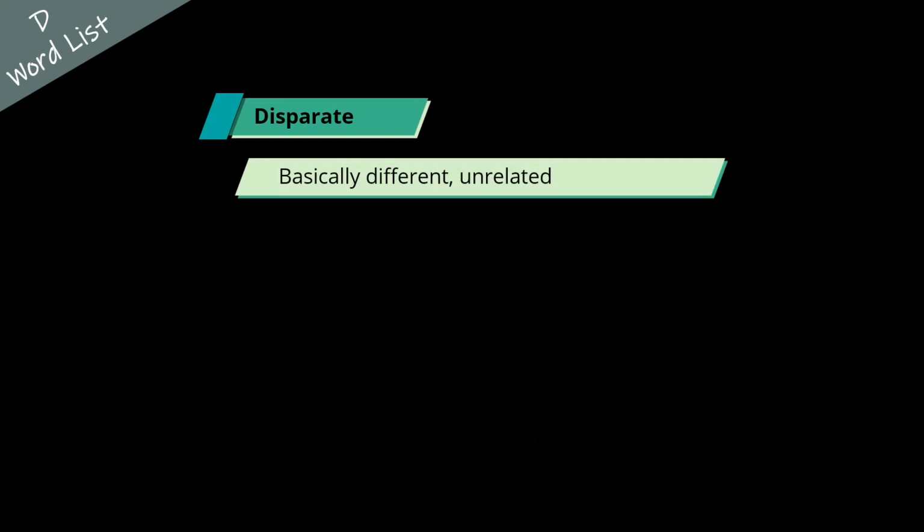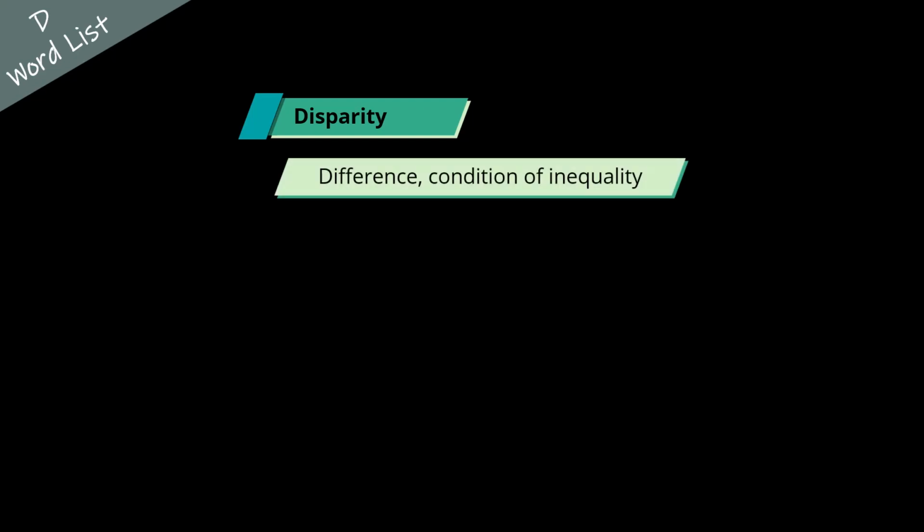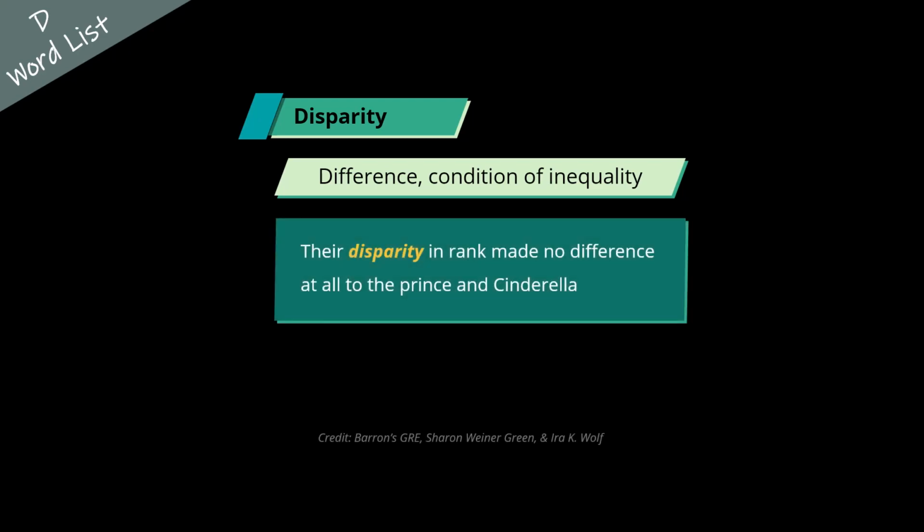Disparate means basically different, unrelated. For example, unfortunately, Tony and Tina have disparate notions of marriage. Tony sees it as a carefree extended love affair, while Tina sees it as a solemn commitment to build a family and a home. Disparity means difference, condition of inequality. For example, their disparity in rank made no difference at all to the prince and Cinderella.